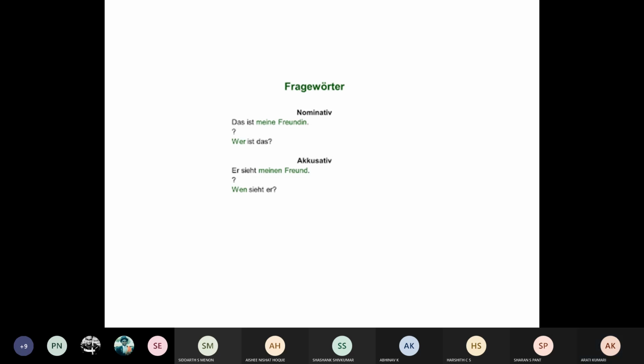Feminine will be, das ist eine Schokolade. This is a chocolate, die Schokolade, yeah? Or neutral will be, das ist ein Buch, das Buch. So you are answering what question? Was ist das? No. If you have wer ist das, that is also possible to make a sentence like this. Who is this? So this is about the person. Das ist ein Freund. This is a friend. Yeah.